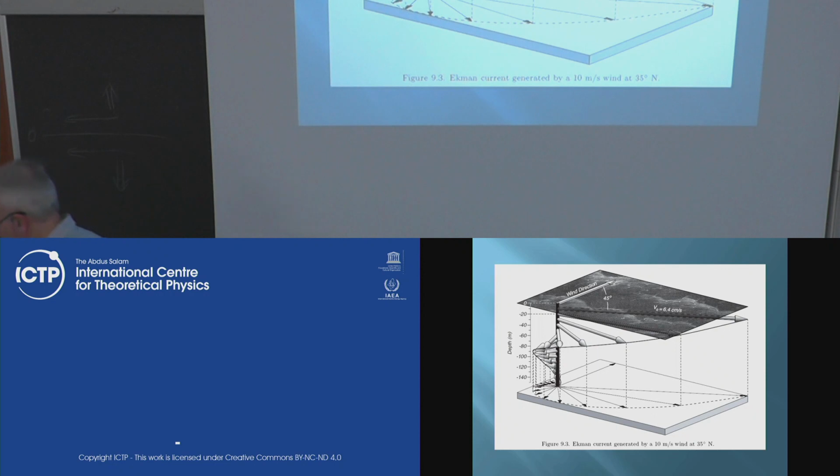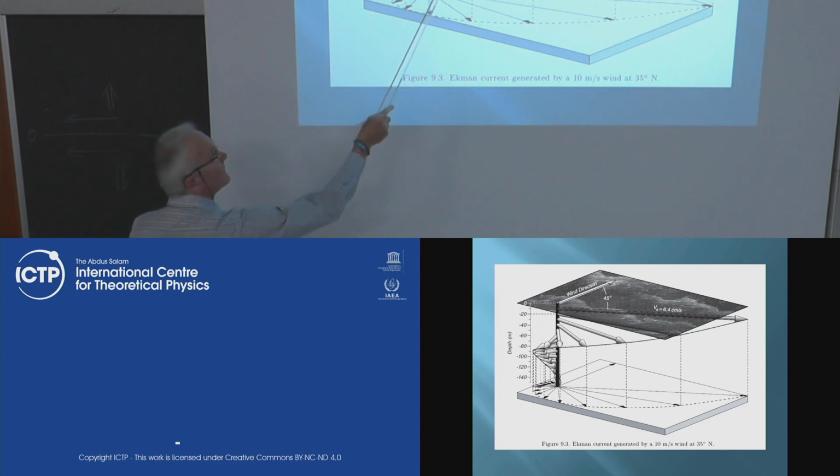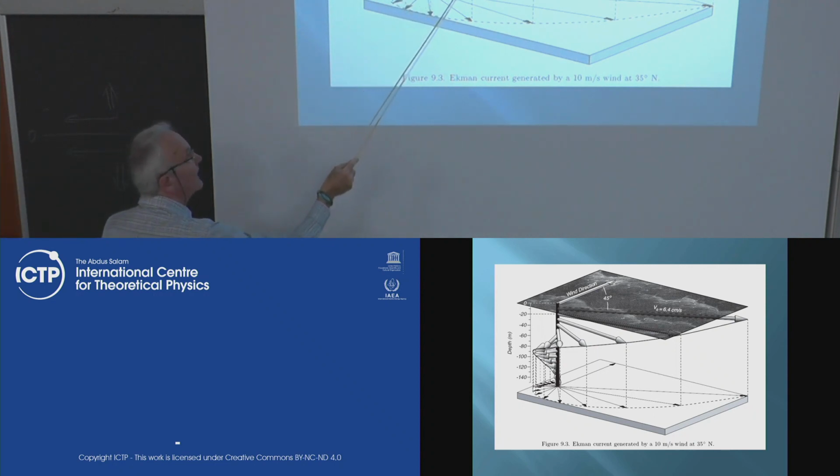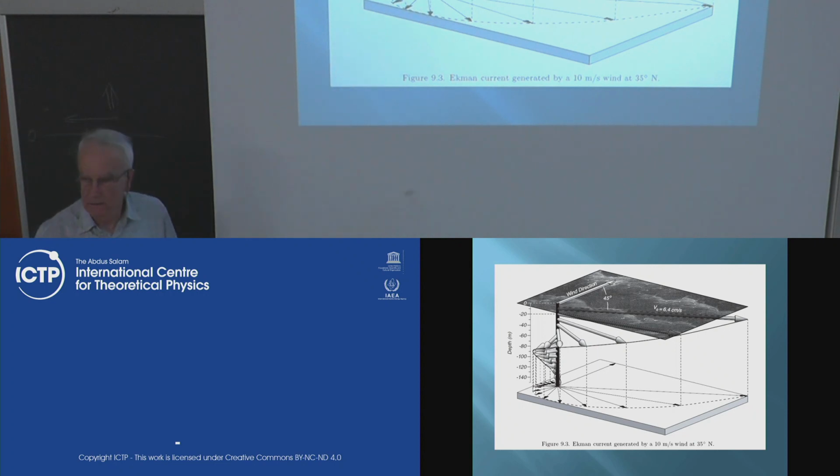What does the vertical distribution of velocity look like, starting from the solution we just have shown? If the wind direction is this way, then 45 degrees to the right of the wind direction in the northern hemisphere is the surface Ekman flow. Further down, there is a rotation of the wind-induced flow, and also an exponential reduction of this flow.